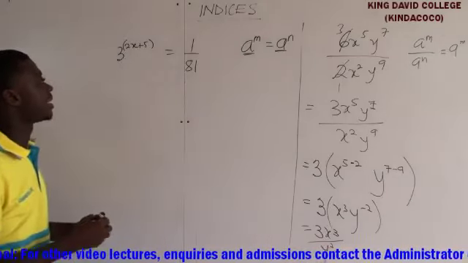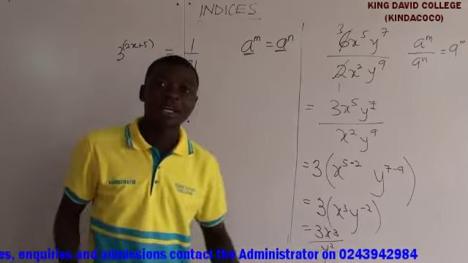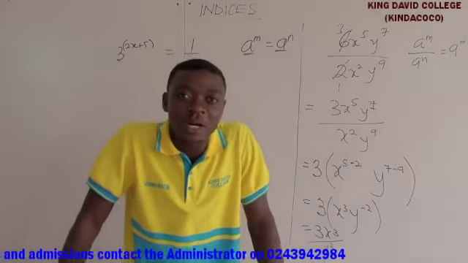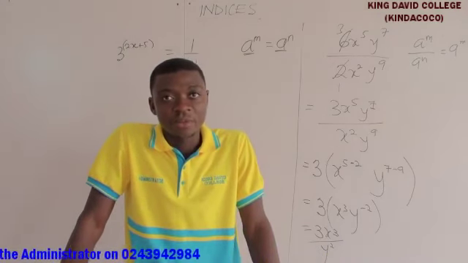But this time around, this doesn't even look like 3 to the power something. So you must make sure it looks like the same base. The 81 is something with what? Base of 3. Okay? I'm doing base of 3.